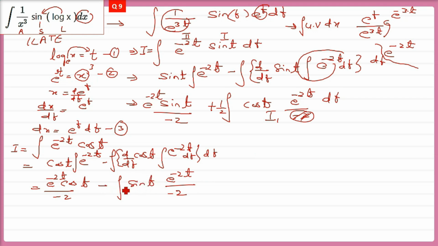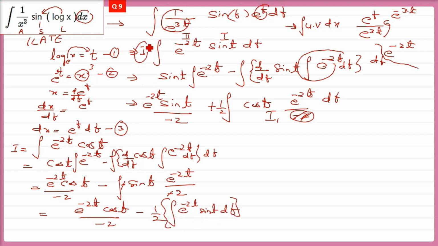So negative, negative, plus, and you don't have to take negative outside or make it as plus because negative, negative can be cancelled here only. So you can just write e raised negative 2t by cos t divided by negative 2, and half I am bringing outside, the sign will not be changed. E raised negative 2t sin t. Now you tell me, what is this? This is the initial one from where we started.